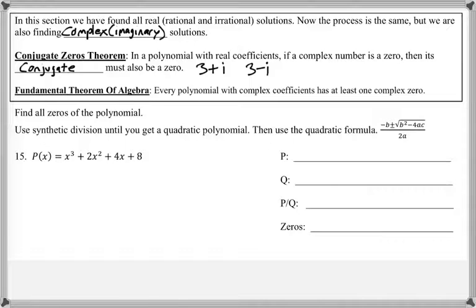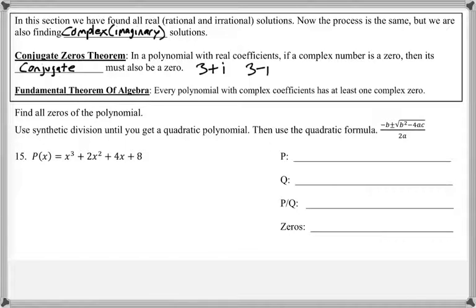And then lastly, the Fundamental Theorem of Algebra. It says every polynomial with complex coefficients has at least one complex zero. A complex number doesn't have to have an i. It could be like 4 plus 0i, which would just mean that it's 4, and that could be considered a complex number. So all this is saying is that it'll have at least one complex zero.